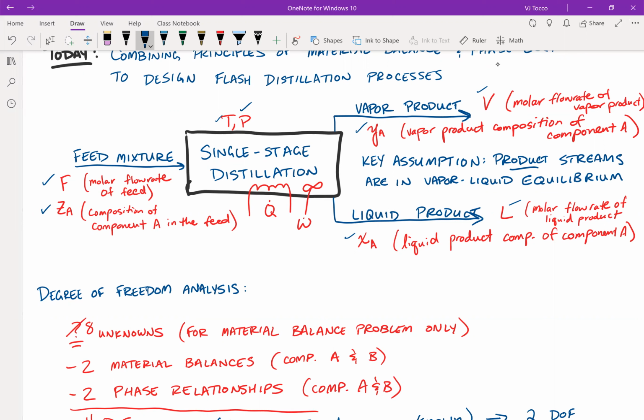And what we're going to find is that there's going to be a trade-off in most of these single-stage distillations. So very rarely will you be able to do a perfect separation. In other words, I can't get pure component A in the vapor phase and pure component B in the liquid phase. So we're going to have to make some compromises. And typically, the more pure product that you desire, the less of that product that you'll be able to obtain. So as the engineer, you kind of have to choose what it is that you want in your separation and then design the separation in the most efficient way to make that happen.